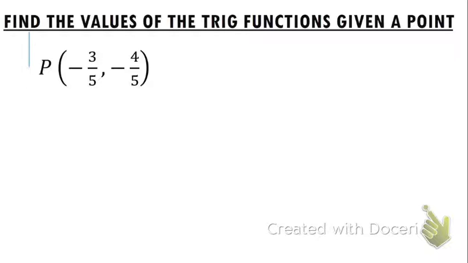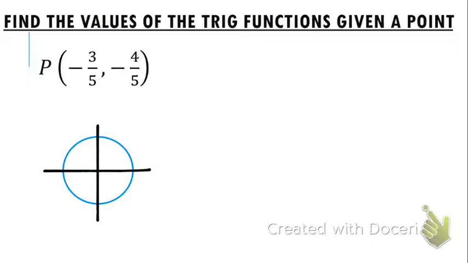I've got this ordered pair right here. First thing I want to know is what quadrant would this be in? 3rd quadrant. So I'm going to have my point here at negative 3/5, negative 4/5.